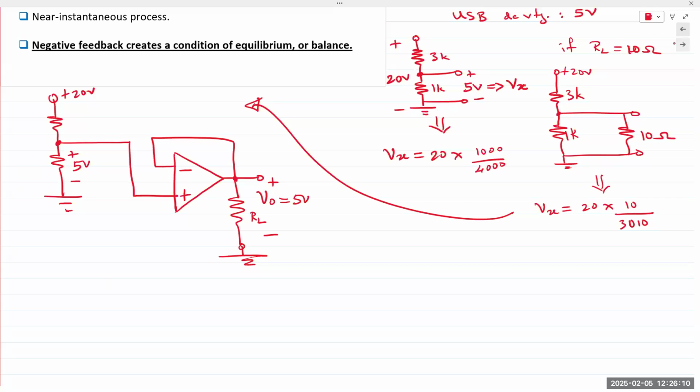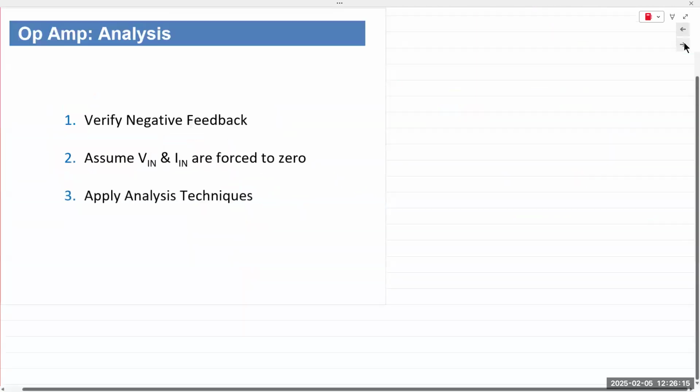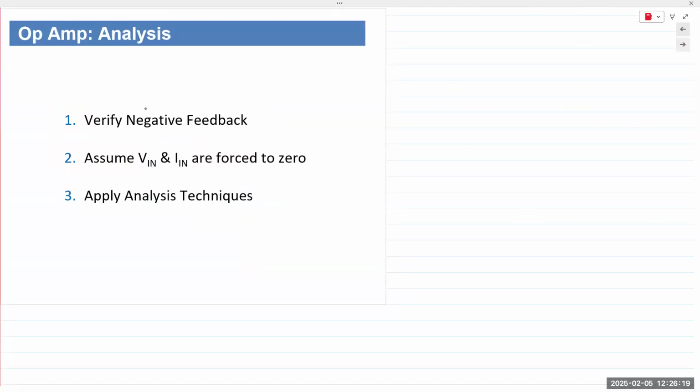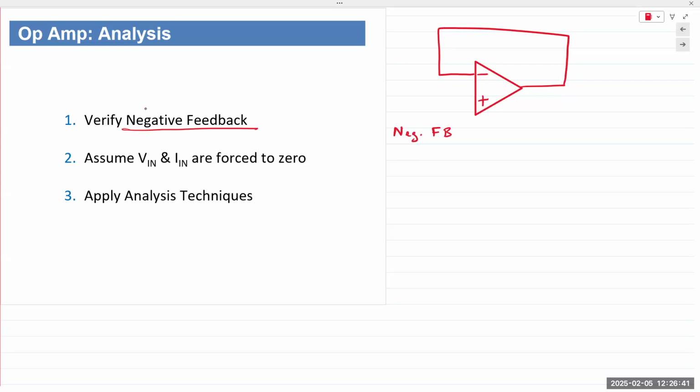The analysis steps for an inverting circuit are listed here. The first step would be to verify whether negative feedback is present. Negative feedback means the output should have a pathway back to the input. That's negative feedback.